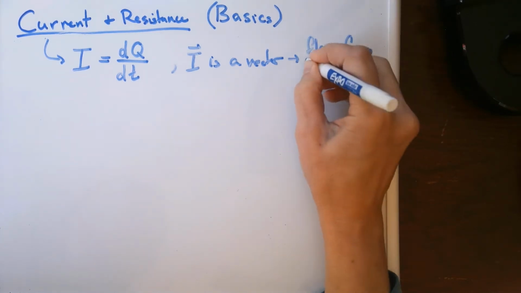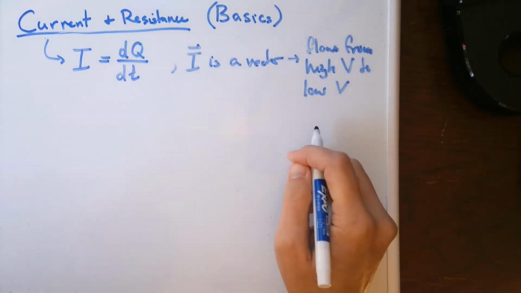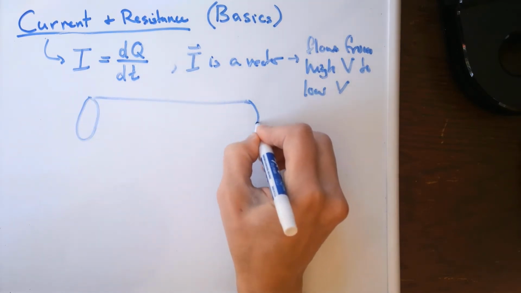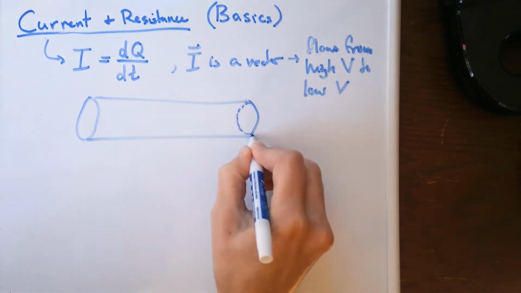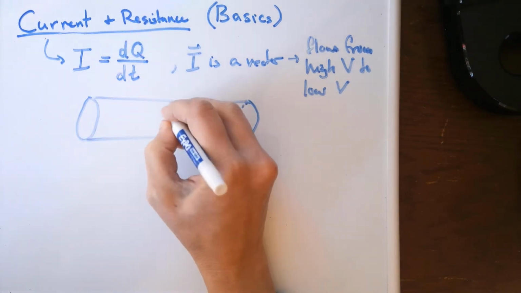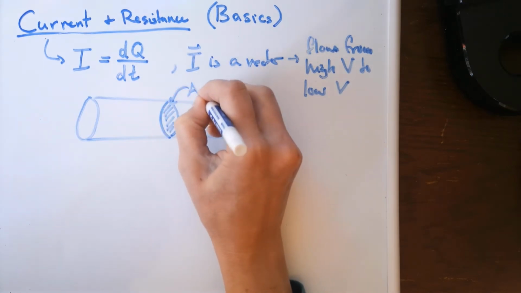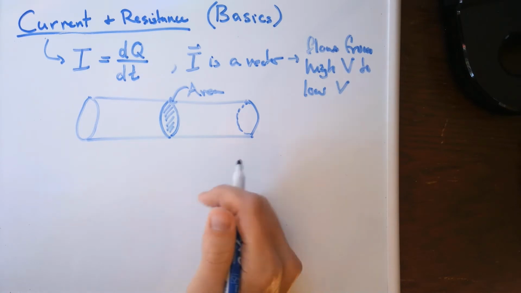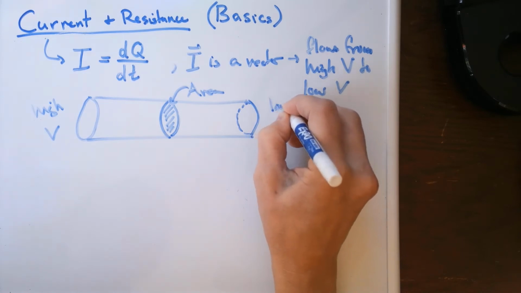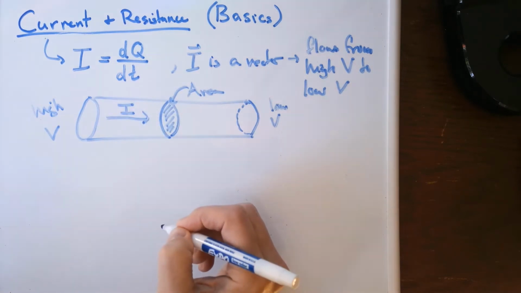flows from high voltage or high potential to low voltage or low potential. So usually, if we've got current, we think of it in maybe a wire, which is a cylinder, like this. And if we just slice the wire, we will get a cross section. So we can have an area in here that is just the cross-sectional area of the wire. If this is high voltage on this side and this is low voltage on this side, then the current is going to flow down the wire like that.